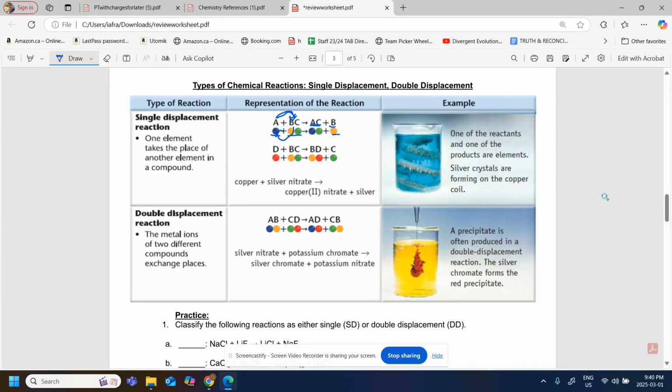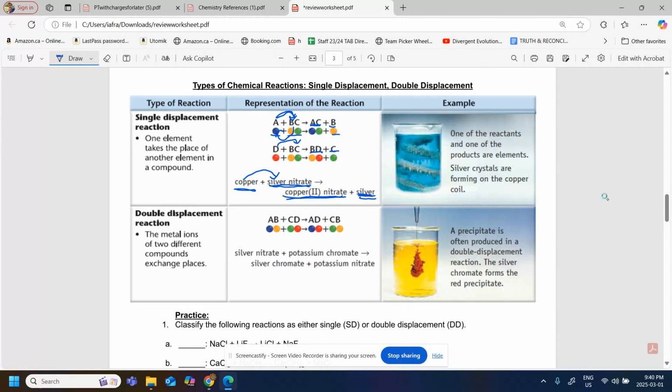You could also have it the other way around, where D kicks C out, and then C's alone, and then B and D are together in a compound. So for example, over here we have copper plus silver nitrate. Copper kicked silver out, so now silver's alone, and copper is in a compound with nitrate. So in a single displacement, somebody is single in the end. It's just someone different. So you have something single and a compound at the end. You start off with something single and a compound. The one that's single kicks somebody out of the compound, and now somebody new is single.